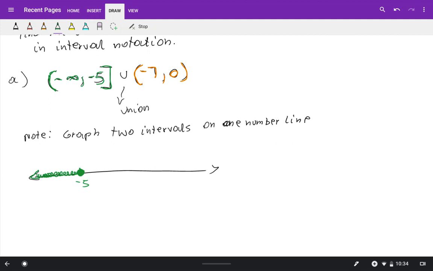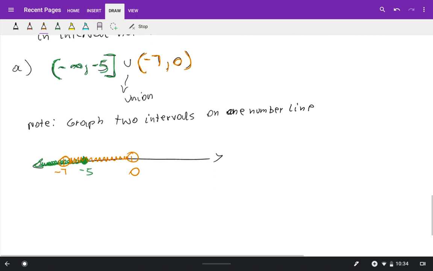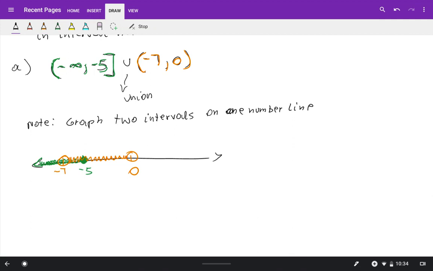And then the second interval is in orange from negative 7. So negative 7, we have parentheses, so open circle, up to 0. Also open circle. Okay, so this is second interval. So we have to find union. Don't forget that the union means add all elements together. So this is what we have. I'm adding all the elements together.